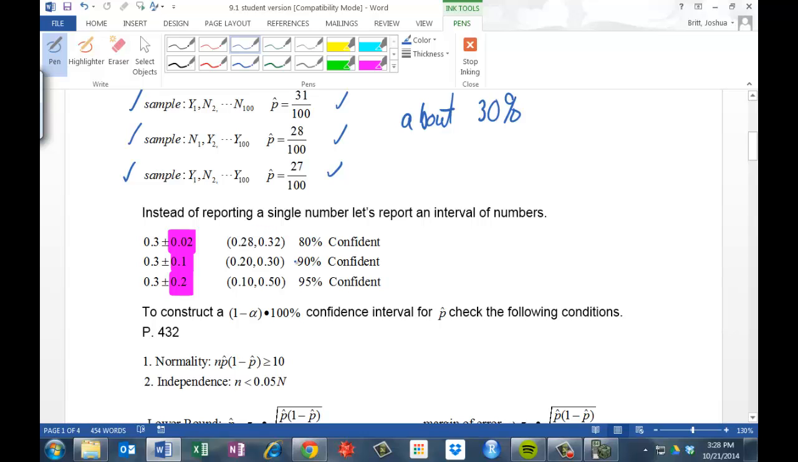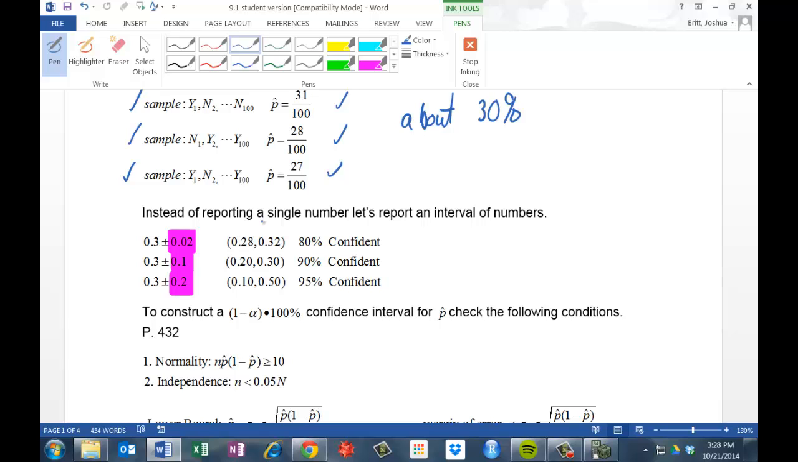Now, if the confidence goes up, then the interval is going to do what? Think about it. Get smaller or get wider? Well, if the confidence goes up, then the interval must get wider, right?